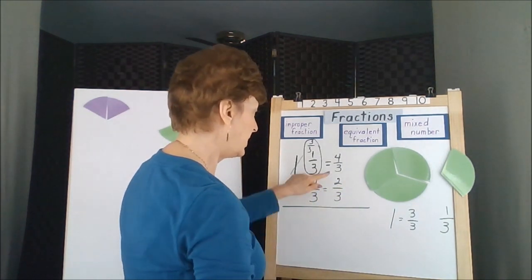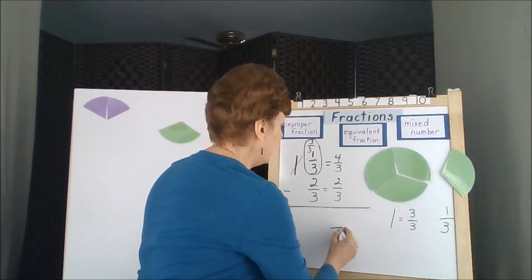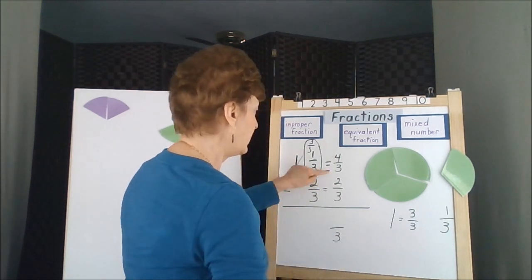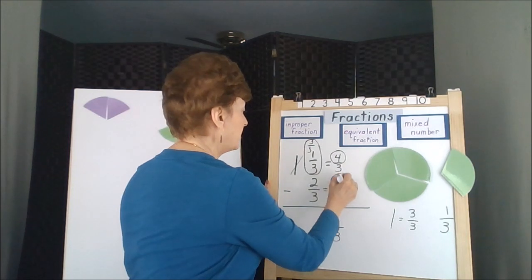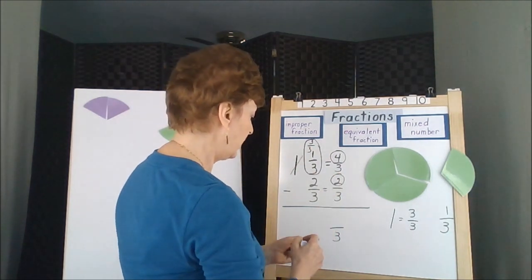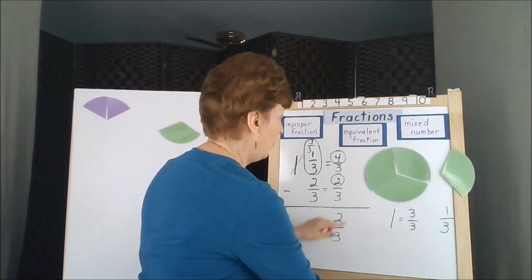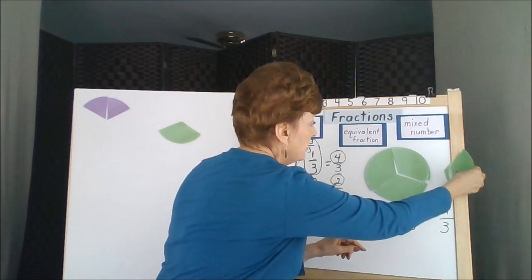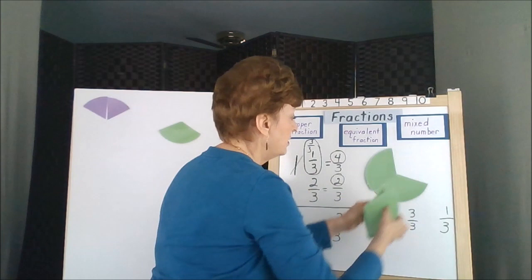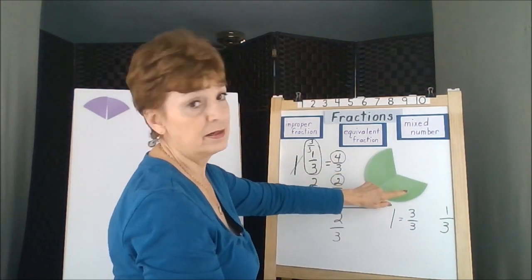Now we're saying that we're going to keep our denominator and subtract our numerators. 4 take away 2 is 2. 4/3 take away 2/3 leaves 1 2/3.